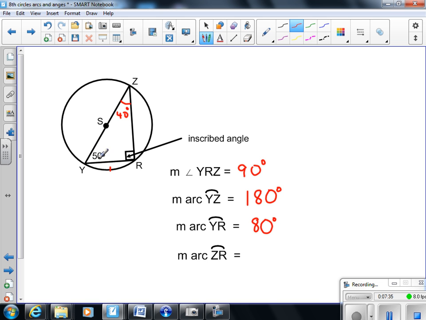Okay, if its inscribed angle is 50, then the measurement of the arc will be twice that much, and we have 100 degrees. Now, we've covered all three sections of this circle, so those should total up to be 360, and I believe they do. Do you have any questions about inscribed angles and the measurements of the arcs that they produce?